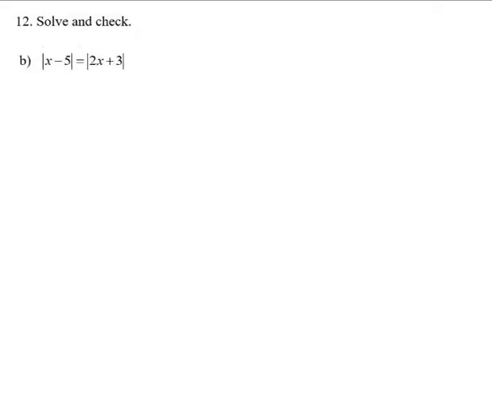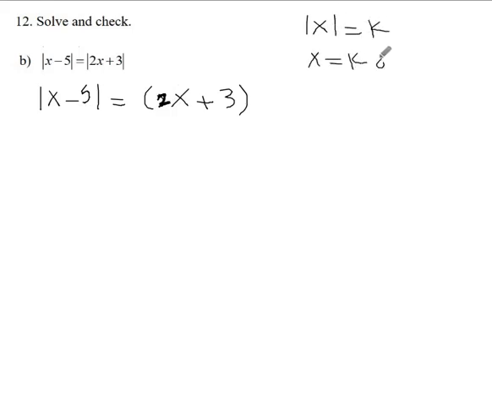Okay, here we want to solve and check the answer. We have absolute value of an expression is equal to absolute value of another expression. If you recall, we can just ignore the absolute value sign on the right hand side. When you have absolute value on both sides, we can just take away one of them and then proceed. So here, just like before, if absolute value of x is equal to k, either x is equal to k or x equal to minus k.